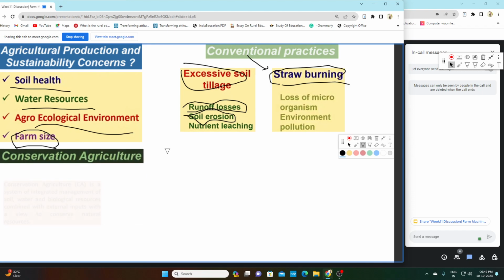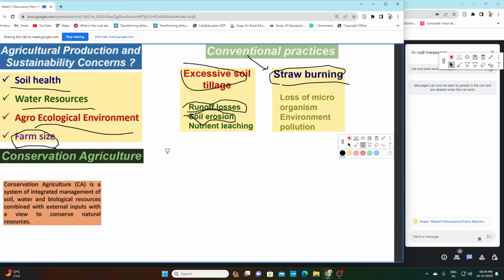So what is the solution? The solution is conservation agriculture. You can make out by the name itself that whenever we are talking about conservation agriculture, we are doing it with a view to conserve our natural resources. Conservation agriculture is a system of integrated management of soil, water and biological resources combined with external inputs with a view to conserve our natural resources.